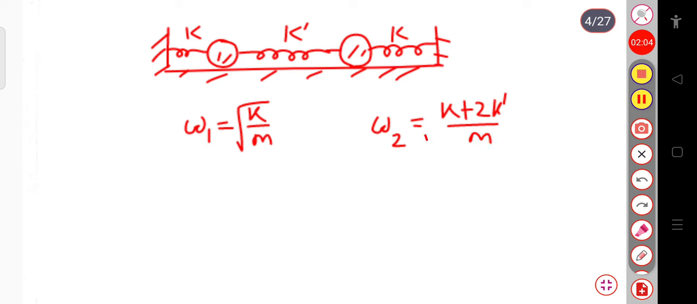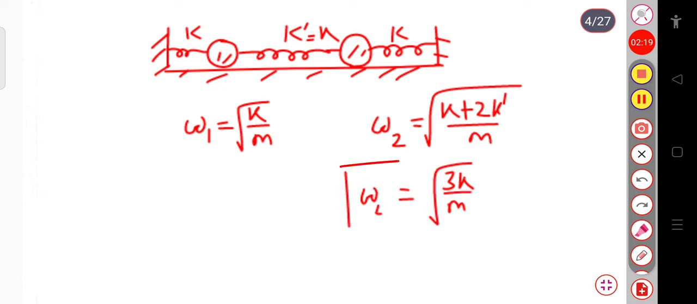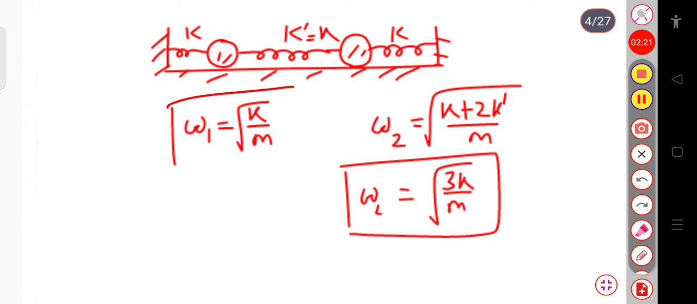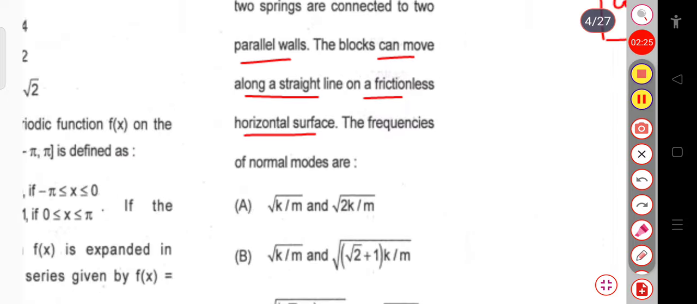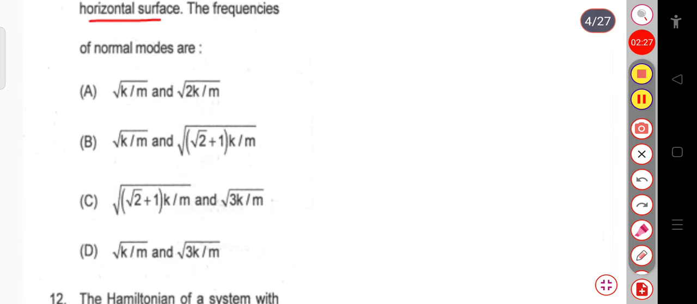But here all the spring constants are the same, so k prime equals k. Now simply we can write this as k plus 2k, that is root over 3k by m. So here there are two angular frequencies, omega 2 equal to this much and omega 1 equal to this much. Let us check the answer. From the options you can see one is root over k by m and another one is root over 3k by m. So this is our correct answer.